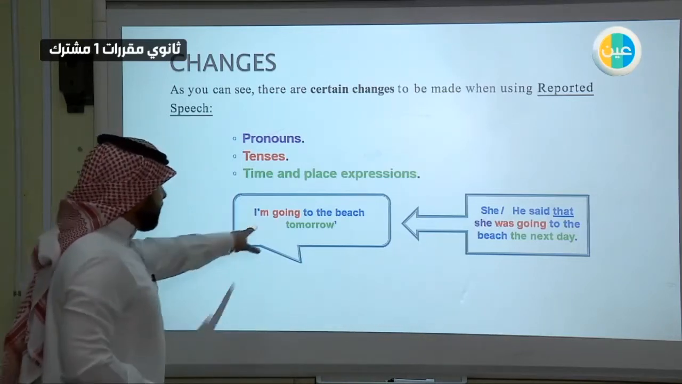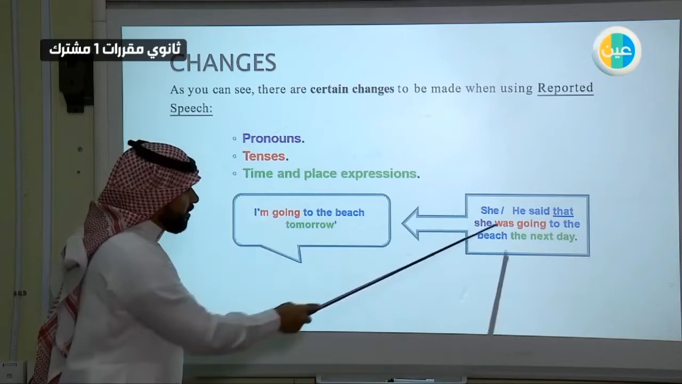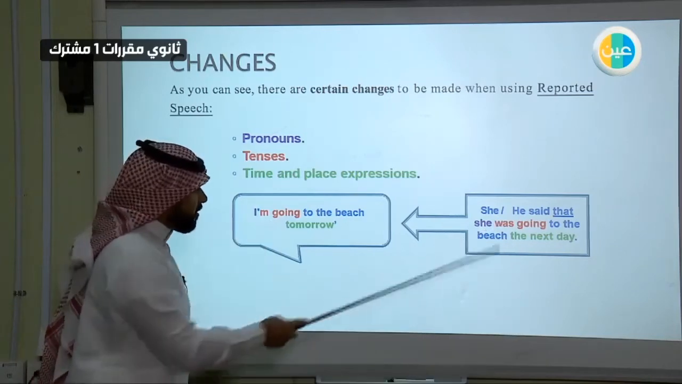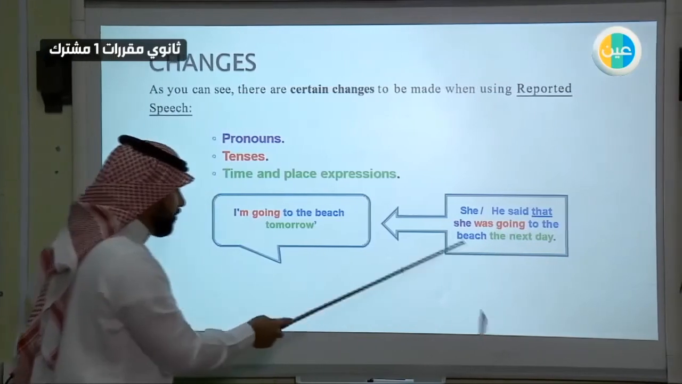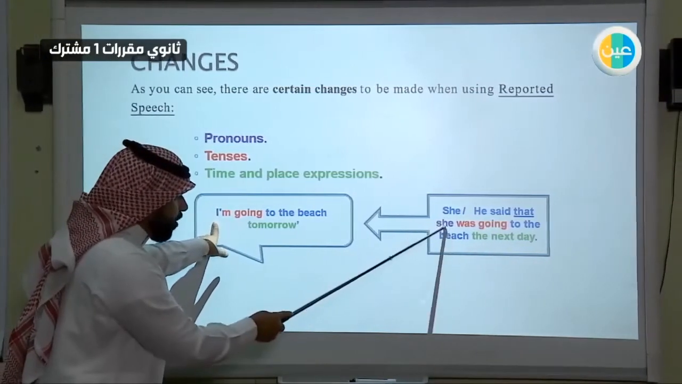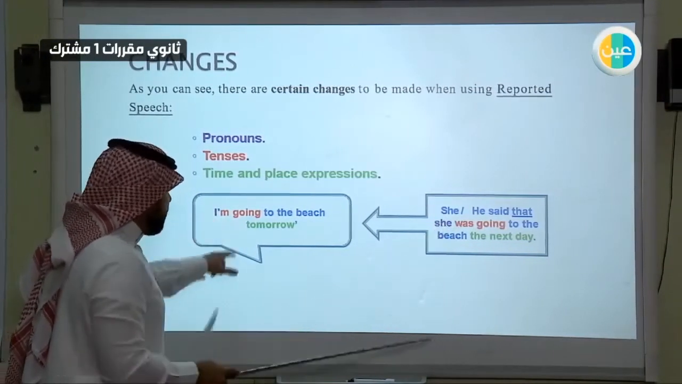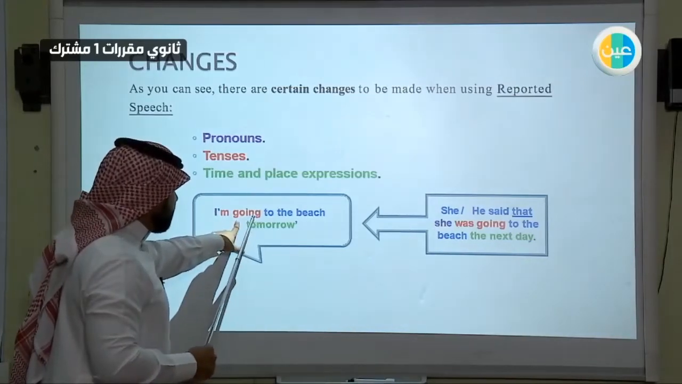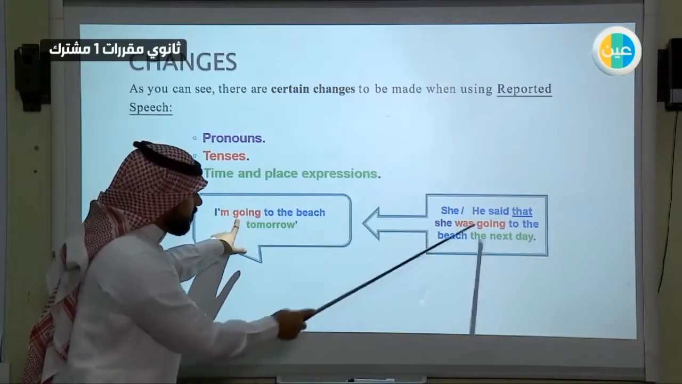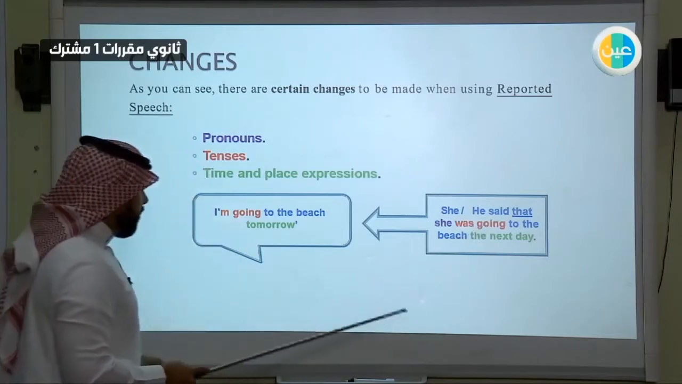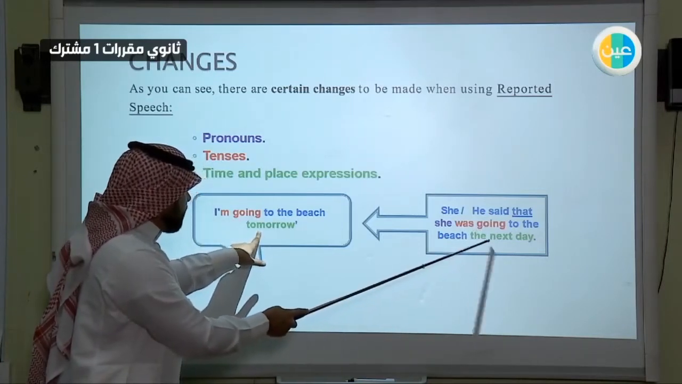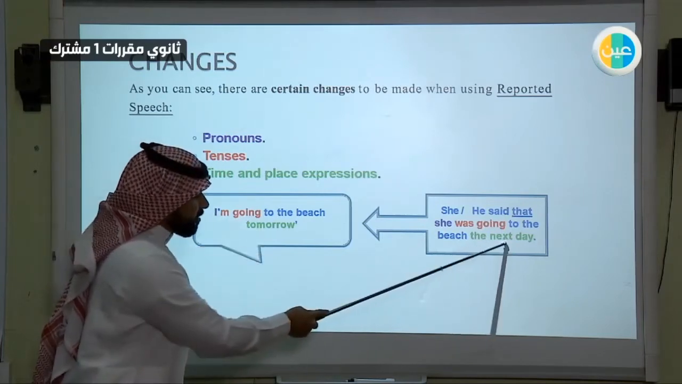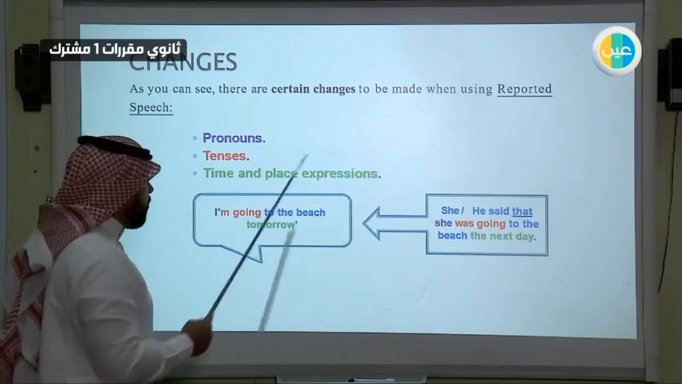Why? Because it was here in present progressive, and here we have to use the past progressive: she was going to the beach. So we changed the pronoun from I to she. Then we changed the tense from present progressive to past progressive. And the last thing, we changed the time from tomorrow to the next day. And we will get to all of this.